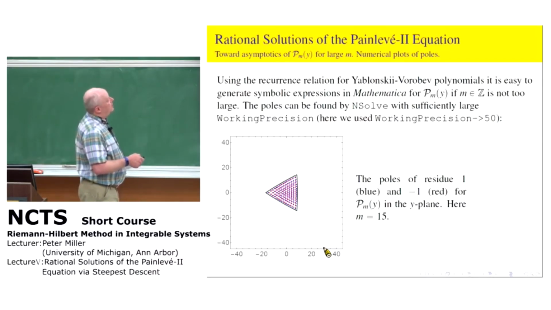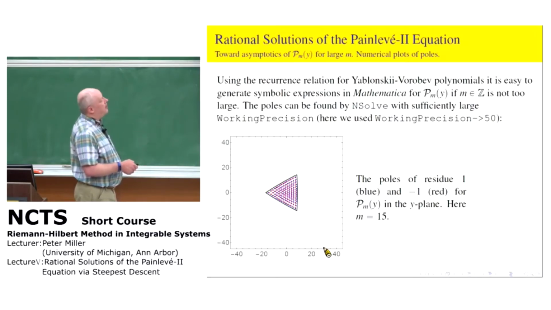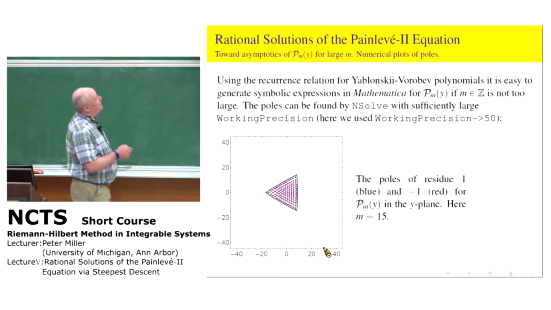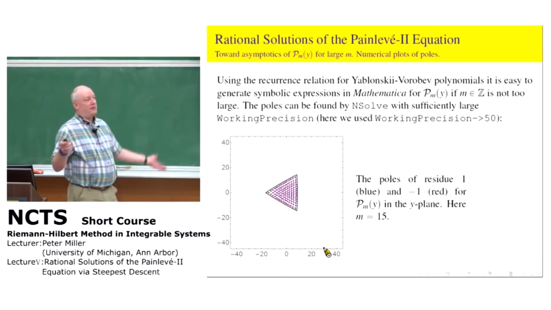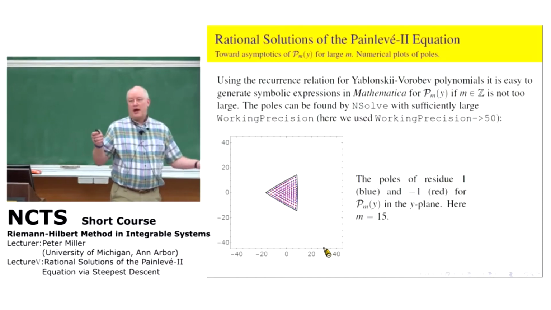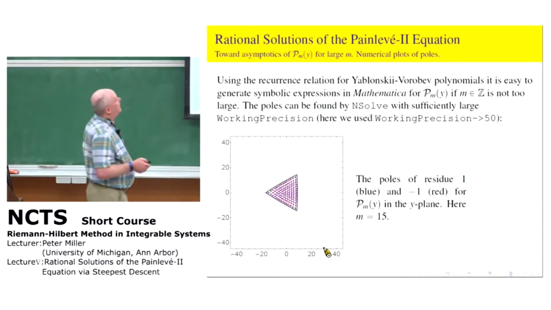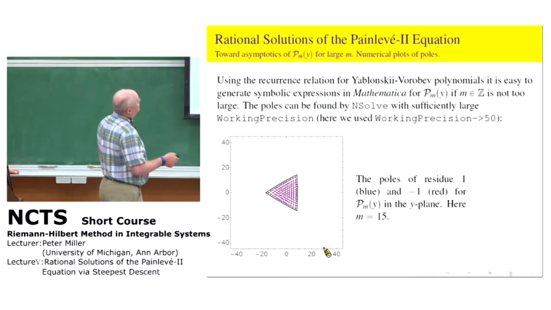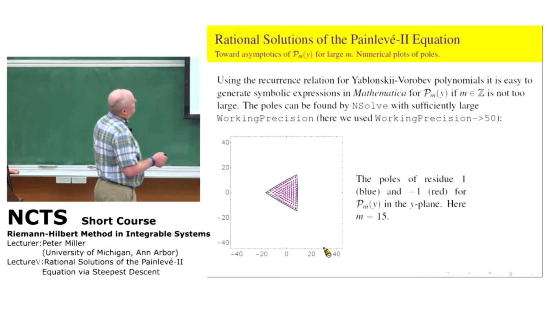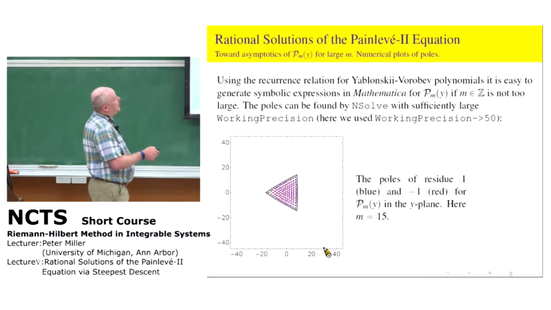Then using Mathematica, you can find symbolic formulas for these P_m of y's, or for the polynomials if you like, as long as m is not too big. If it gets too big, then the symbolic expressions just explode and the computer cannot hold them. But if m is not terribly big, you can do it. Then you can ask Mathematica to find the poles by finding the roots of those Yablonski-Vorobiev polynomials. Here, this routine called NSolve is very handy if you use a big enough value of the parameter working precision. We used 50 for these pictures.